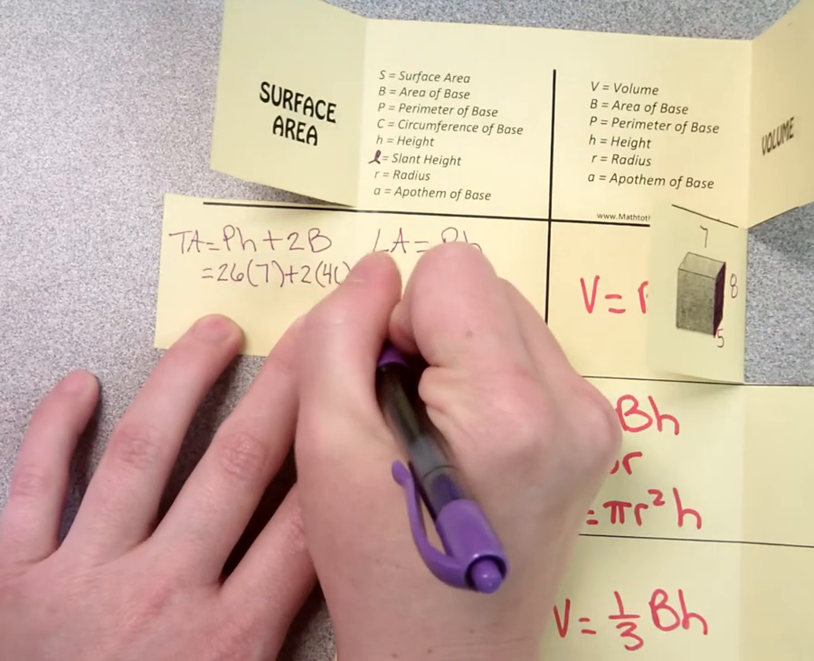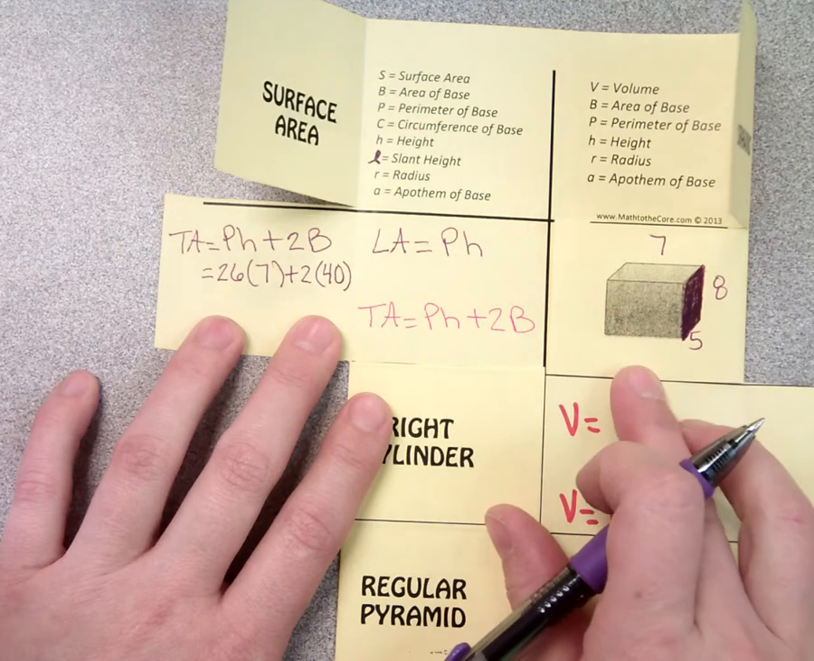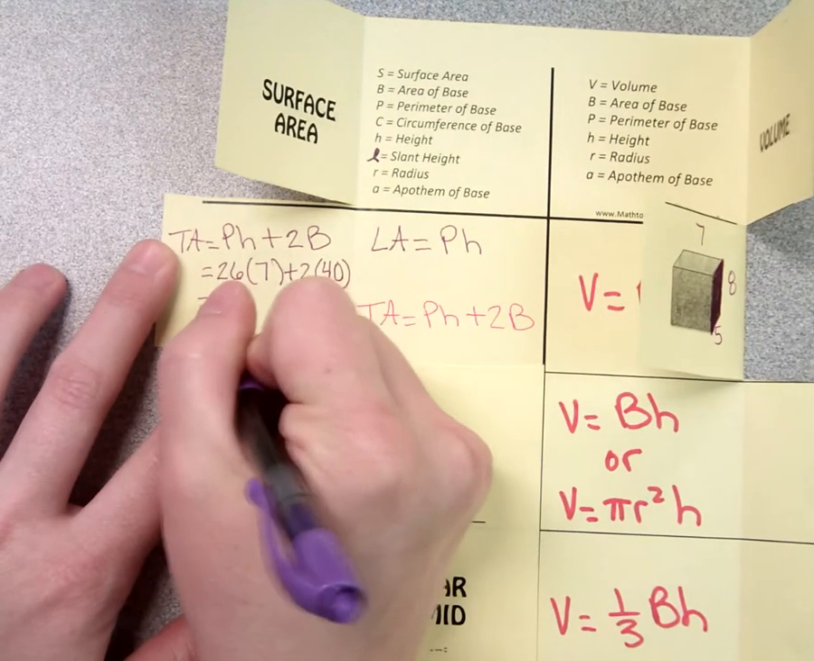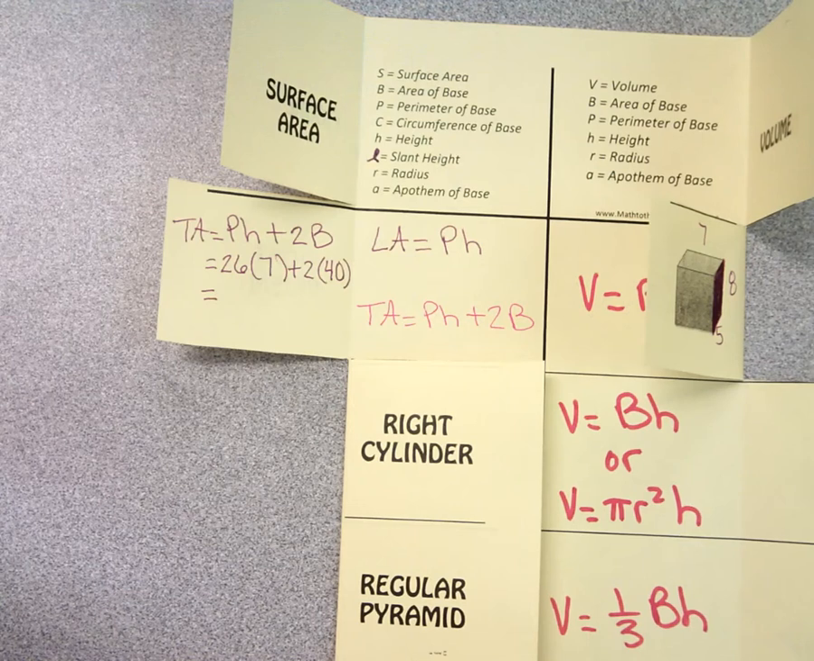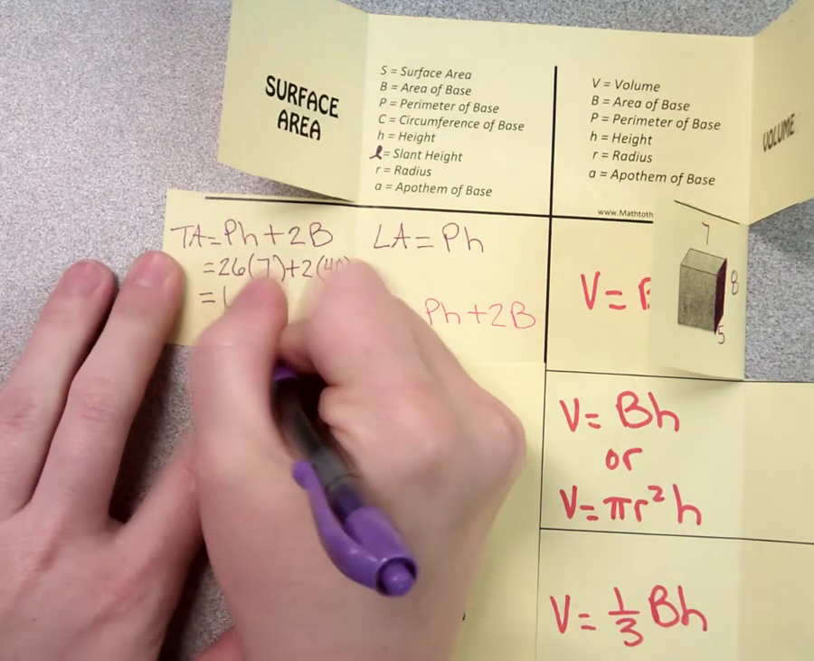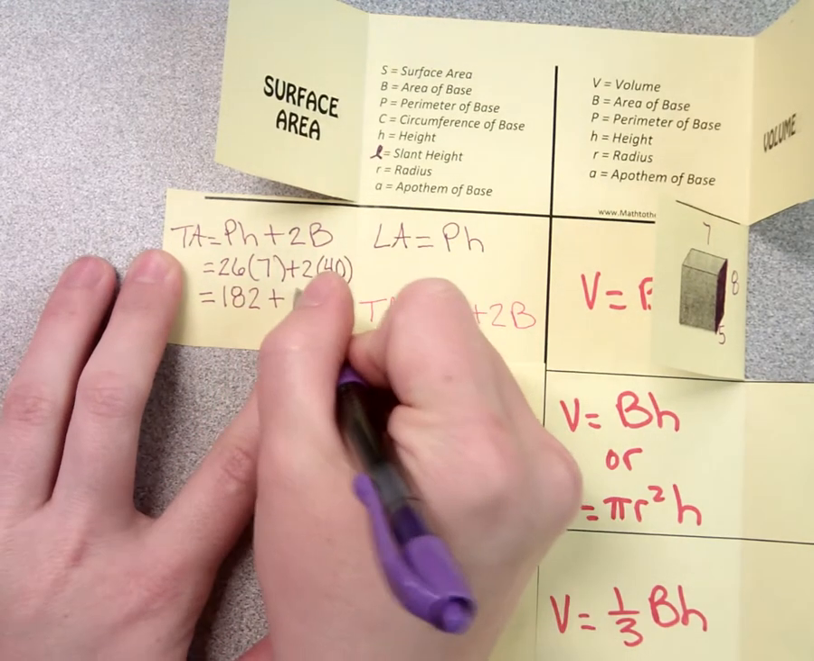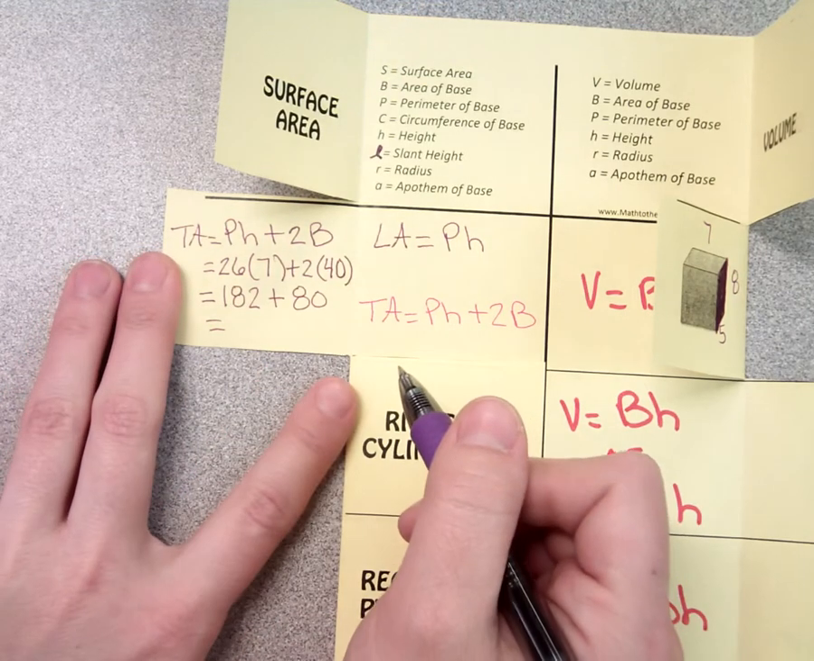Okay, so let's just go ahead and work this out and get the total surface area for this right rectangular prism. Can somebody tell me what 26 times 7 is? There's calculators on almost every desk. Come on now. 182. And then 2 times 40? 80. And what do you get if you add those two together? 242.